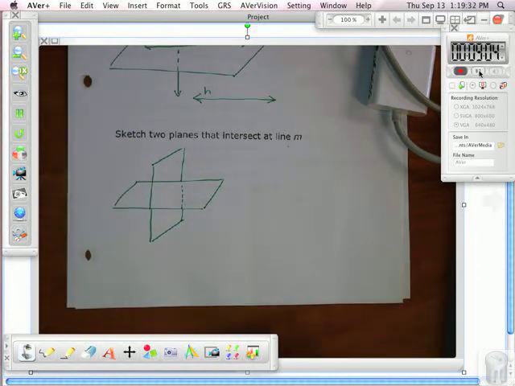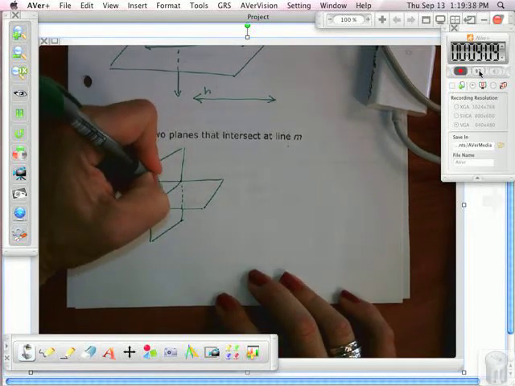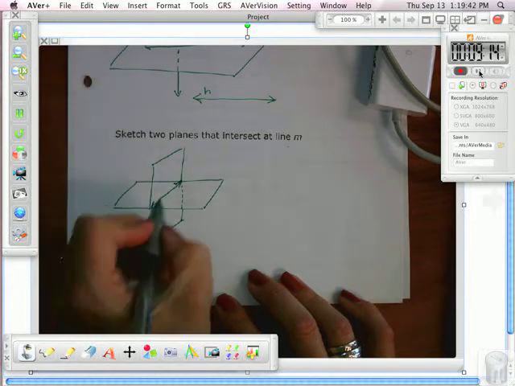Now, these 2 planes intersect at a what? Line M. So I'm going to kind of draw this line right here. That's where they intersect at line M.